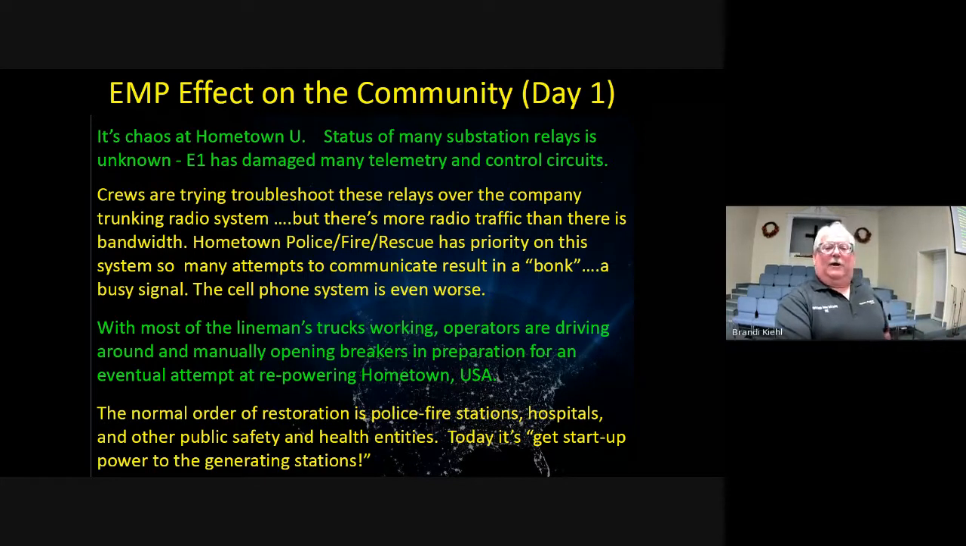All the crews out there are going to be dealing with all kinds of stuff like people that don't have food, don't have water, don't have gasoline. They're going to be trying to deal with those kinds of issues also. Okay? Remember that the normal order of restoration in the utility is the police and the fire stations, the hospitals, other public service, health entities, and right now it's going to be screw all y'all. We've got to get these generating units up.